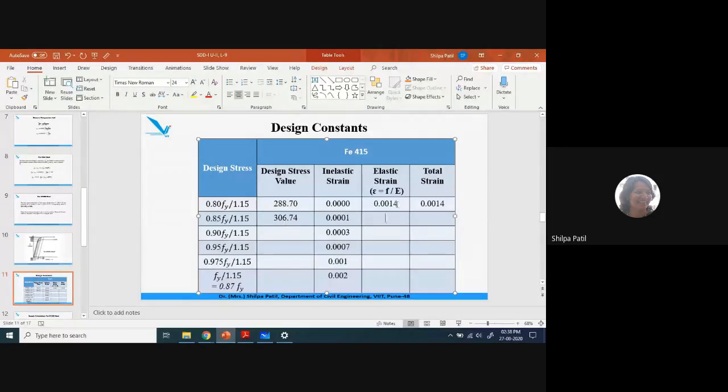And tell me the 5-digit number after decimal. 0.00153. Correct. Tell me the total strain value. It will be the addition of these two values. So 0.00153 plus 0.001 is 0.00163. Okay. Next.